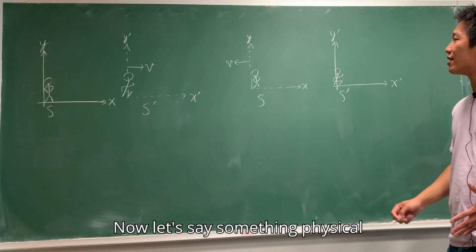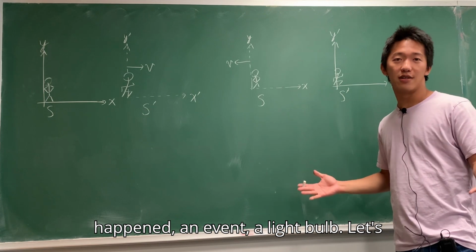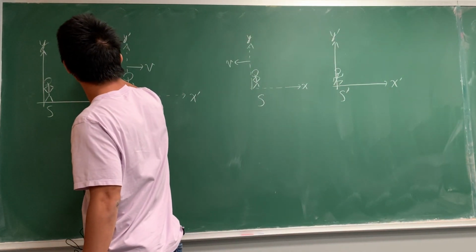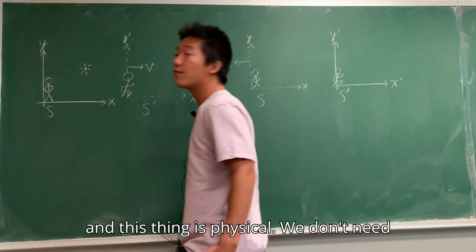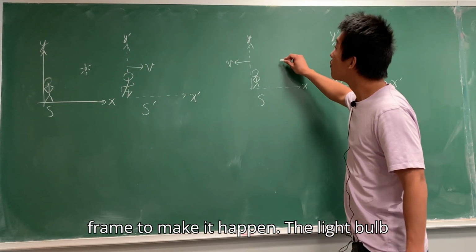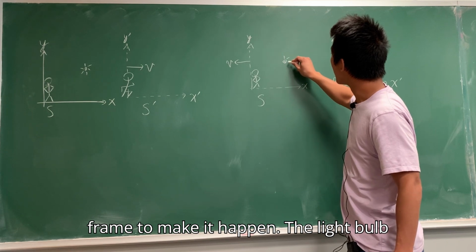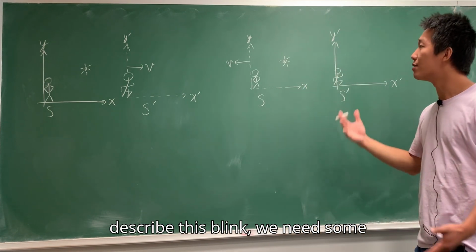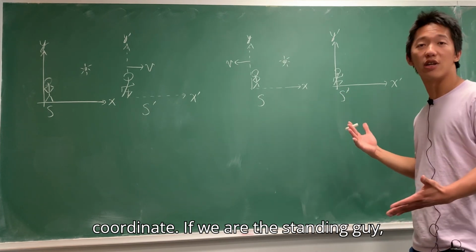Now, let's say something physical happened, an event, a light bulb. Let's say a light bulb blinked, and this thing is physical. We don't need frame to make it happen. The light bulb just blinked by itself. But to describe this blink, we need some coordinate.